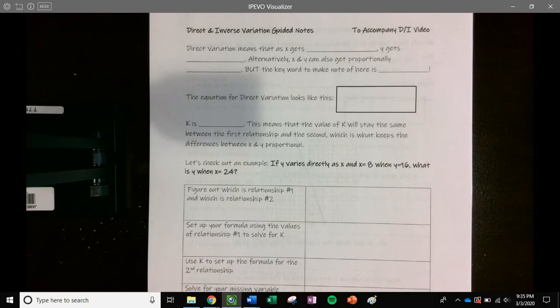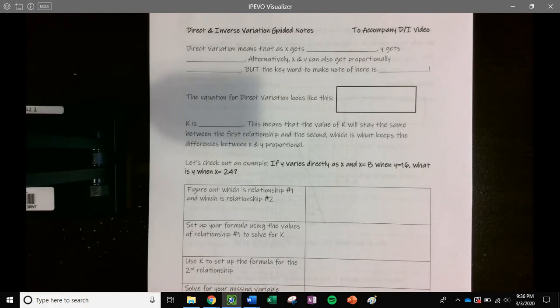So variation is really just a way of describing the relationship between input and output values, or between x and y values for a function, and direct is a different type of relationship than an inverse relationship is. So you'll use formulas to solve these problems, and you guys are going to have no problem with this. So let's just dive right in.